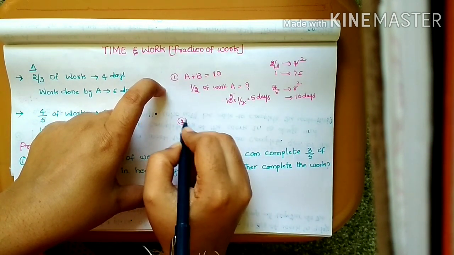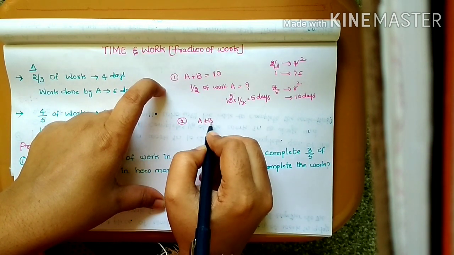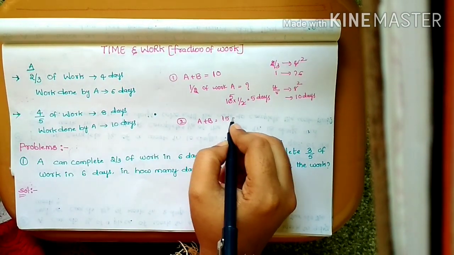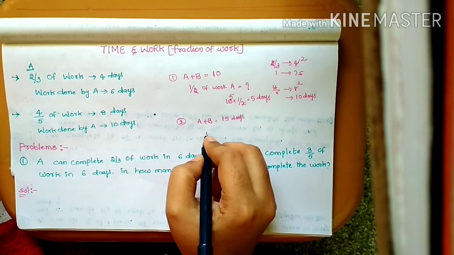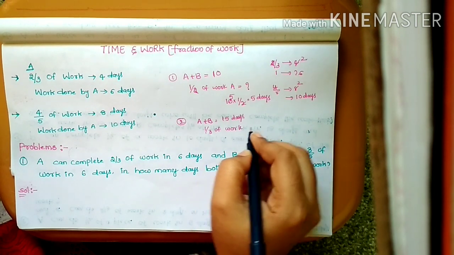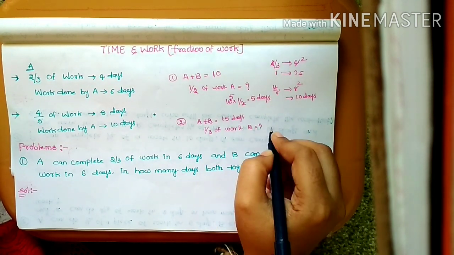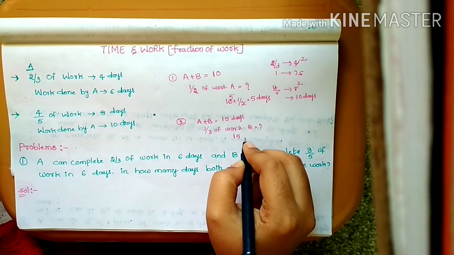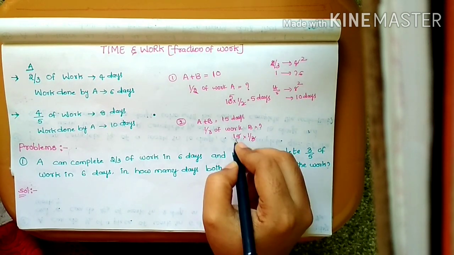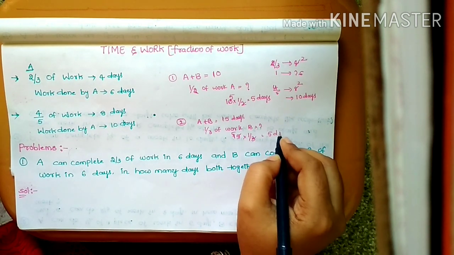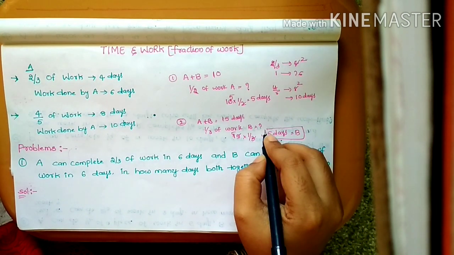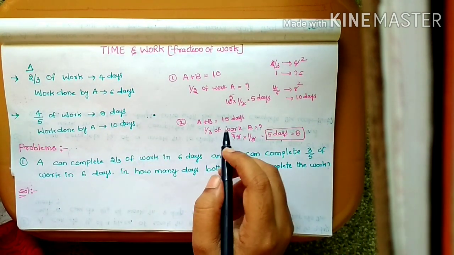Next, A plus B complete the work in 15 days. 1/3 of work is done by B in how many days? So total work is 15. How much of work? 1/3. So 3 ones are 5. So 5 days. Work done by B is equal to 5 days. Questions can be asked in these 2 types.